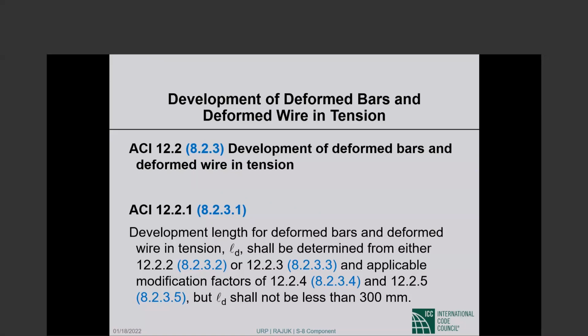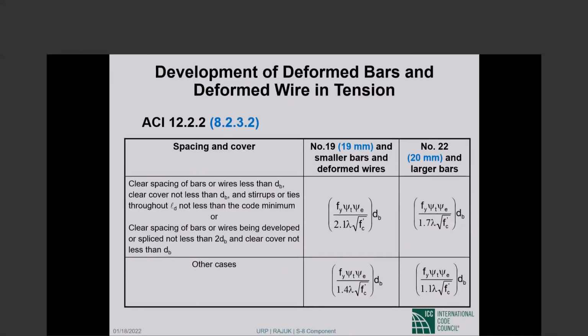So for development length of deformed bars in tension, we have two different ways of figuring it, but the absolute minimum development length is 300 millimeters, 12 inches. The first is using this table, and the second is an expression. This table has two columns. The first is: clear spacing of bars or wires not less than d sub b, clear cover not less than d sub b, stirrups or ties. Read this. If this situation or that situation is satisfied, you use the first half of the table. All other cases, you use the second part of the table. The second part gives you longer required development length.